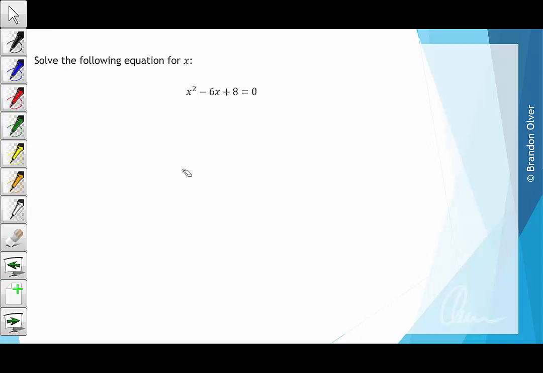For this example, we're going to solve the following quadratic equation for x. So x squared minus 6x plus 8 is equal to 0. So the first thing we need to do is factorise the expression on the left-hand side.